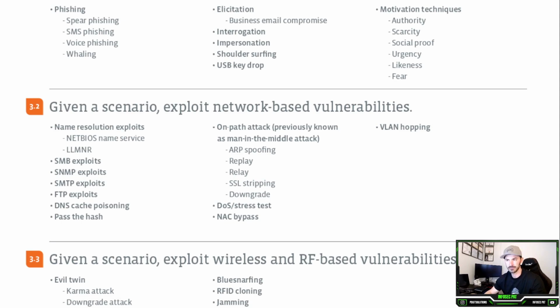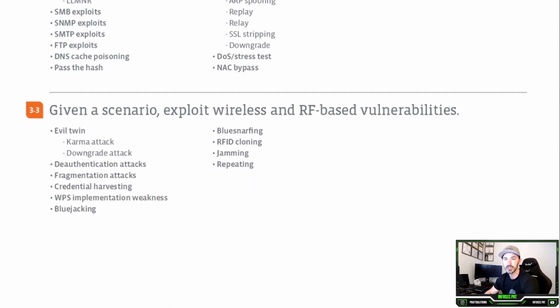On-path attacks. Obviously this is also known as a man-in-the-middle attack. ARP spoofing, replay, relay, SSL stripping, downgrade. DoS attacks, stress attacks, where you send a stress test to an IP address to try to bring that IP to a halt. NAC bypass, which is network access control bypass. VLAN hopping, that's on layer 2 of the OSI model. Okay, so let's keep going.